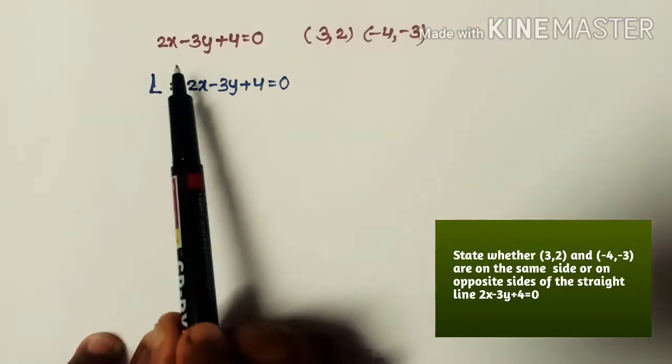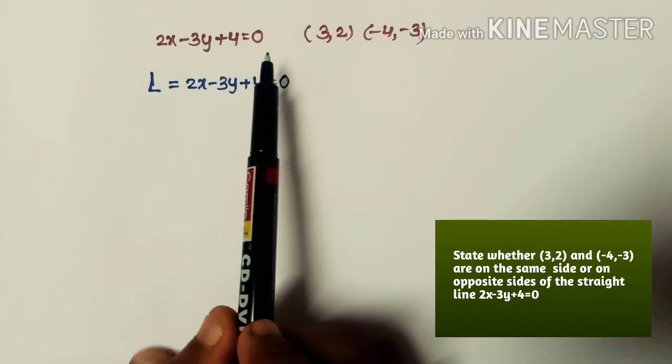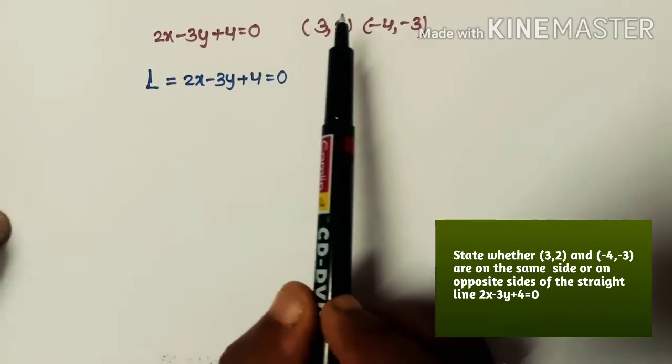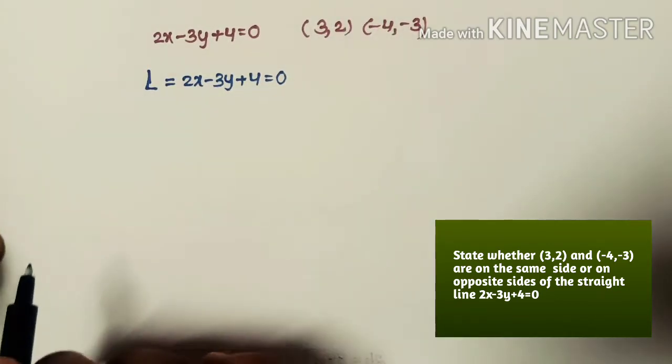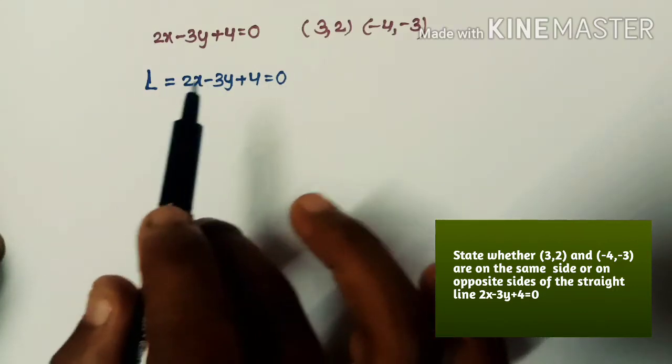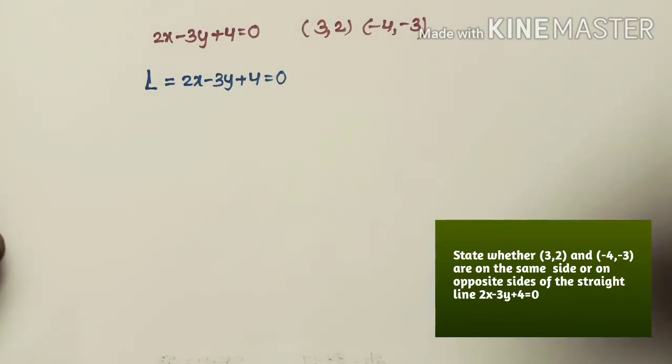So here one straight line is given, which is 2x minus 3y plus 4 equals 0, and the given points are (3, 2) and (-4, -3). Now state whether the given points lie on the same side or on opposite sides of the given straight line. That is the given question.